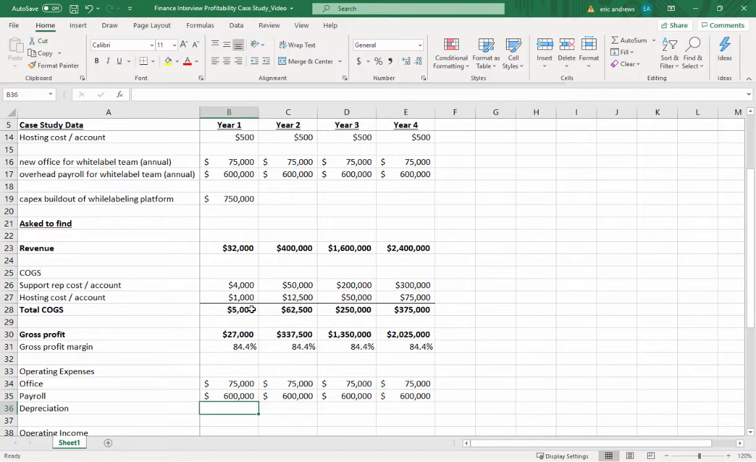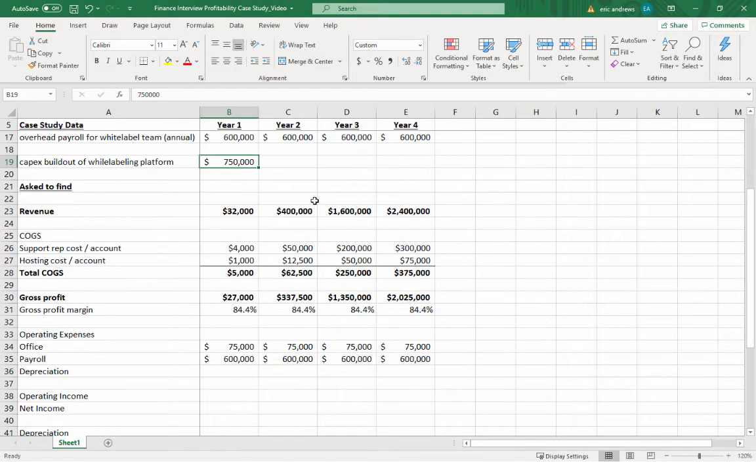And depreciation. So how do we do that? We know there's a CAPEX build out of the white labeling of the platform. So basically taking our name off and making it possible to sell to a third party. That is going to cost us $750,000 as an upfront investment in creating that new product. Let's say maybe we pay a bunch of consultants to do it, and then they're able to build that for us, a bunch of software engineers.